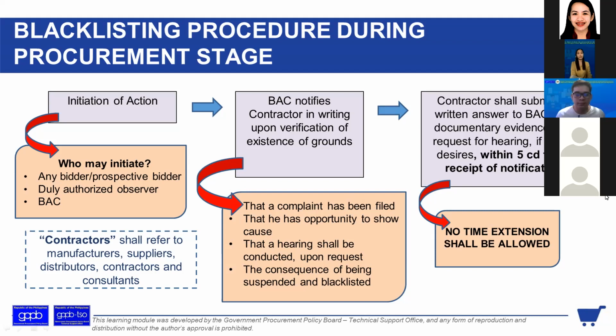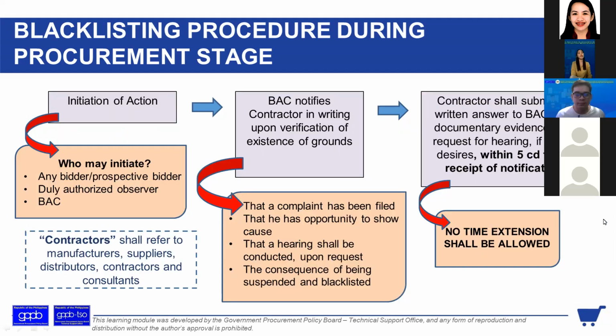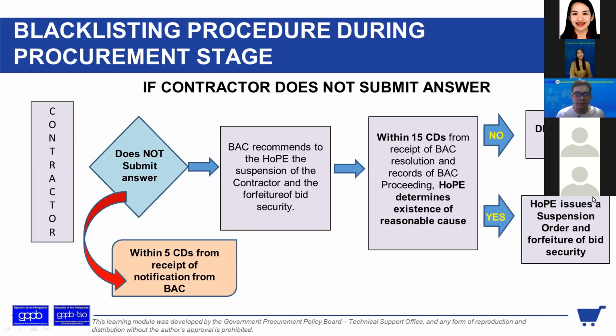So, sample, sa isa, falsification siya. Sa isa naman, submission of bid siya. So, blacklisting procedure during procurement stage, if contractor does not submit an answer. Ito tayo pag after may nag-initiate ng action at nag-submit na ng show cause order, nag-forward na ng show cause order back to the contractor. Kasi ito, dadaan mo na to sa BAC basta procurement stage. Pag yung blacklisting procedure during procurement stage, dadaan pa yan sa BAC.